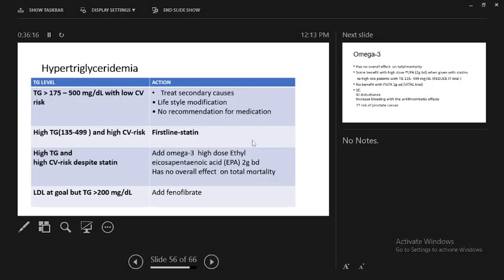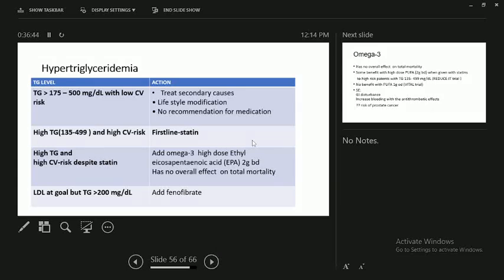If triglycerides are very high, above 500, you need to think about pancreatitis, the risk that you need to control, and also look for other causes. And if triglycerides are in the intermediate range without any high risk, then lifestyle changes are advised and drugs are not recommended for these levels.